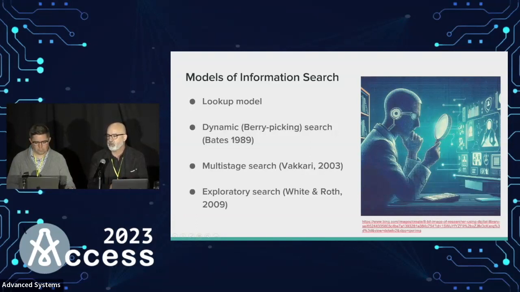So Bates defined one of these models, way back in 1989, and she called it the berry picking model. Maybe some of you are familiar with the berry picking model; it's been around for quite some time. The whole idea is that when we're searching, our understanding of what we're looking for changes in the process of searching. So this breaks that model of lookup search.